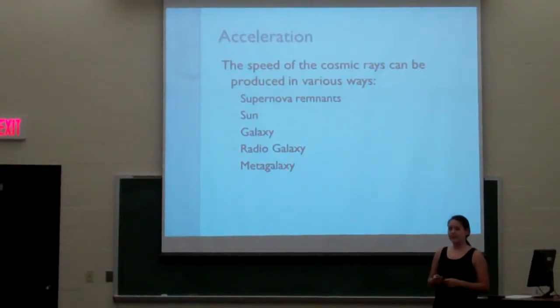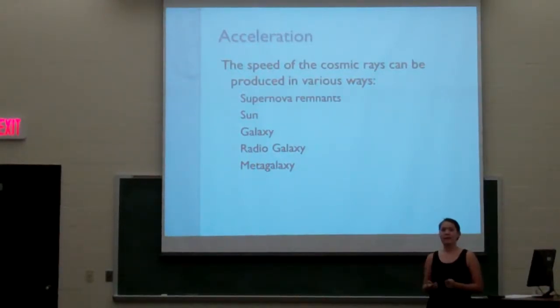So the acceleration of cosmic rays can be produced from quite a few things, including supernova remnants, the sun, the galaxy, the radio galaxy, and the metagalaxy. Supernova remnants will accelerate the GCR with their magnetic field. As I was talking about before, the particles are going to bounce back and forth in the magnetic field, and when they have gained enough energy, they're going to escape from the magnetic field and travel out into space. The larger the strength of the supernova remnant, the higher the acceleration of the GCR particles will be.